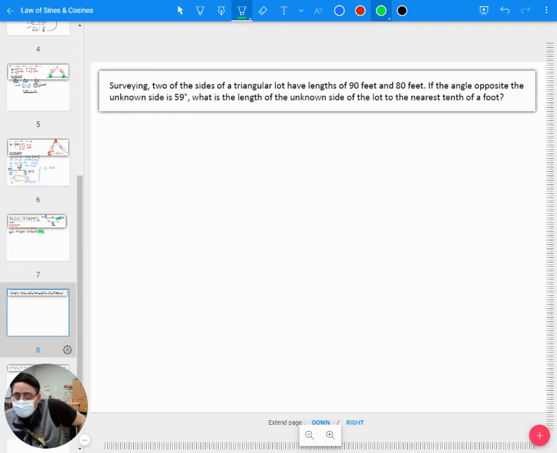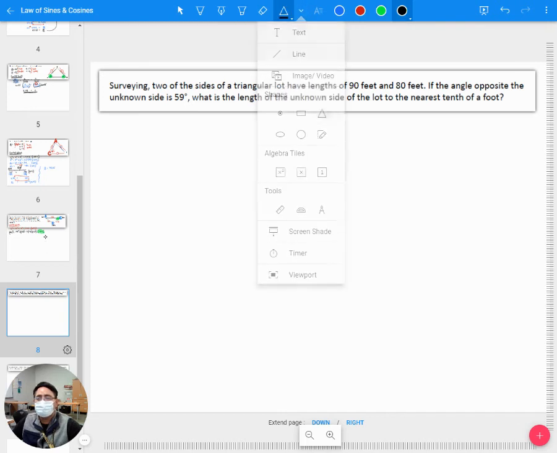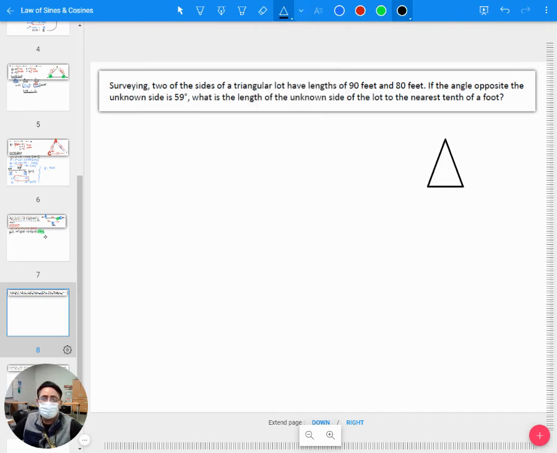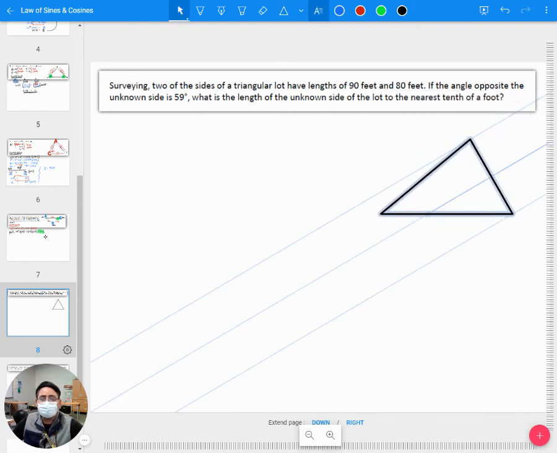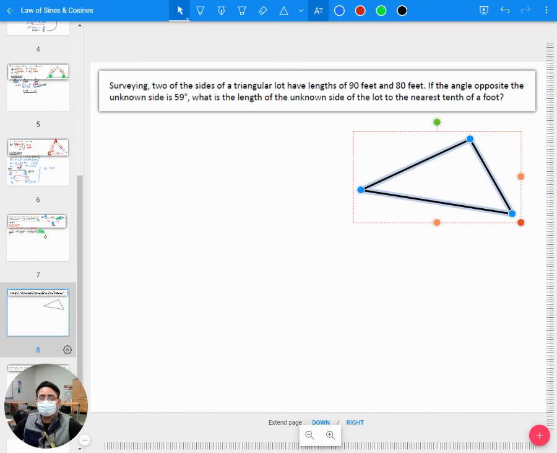Actually, I'm planning to buy some land which is in the shape of a triangle. Of course, I'm cooking up a story here. Two of the sides of the triangle are 90 and 80. Let's say that one side is 90 feet and the other side is 80 feet.